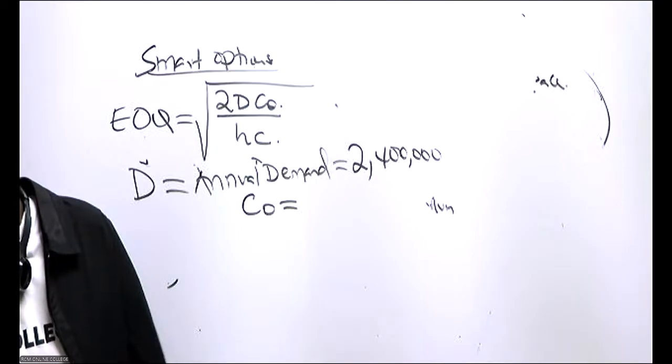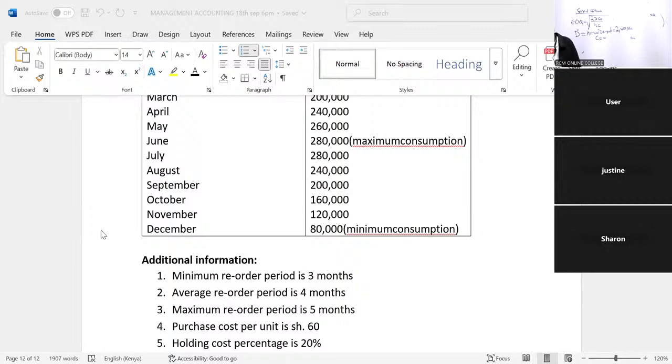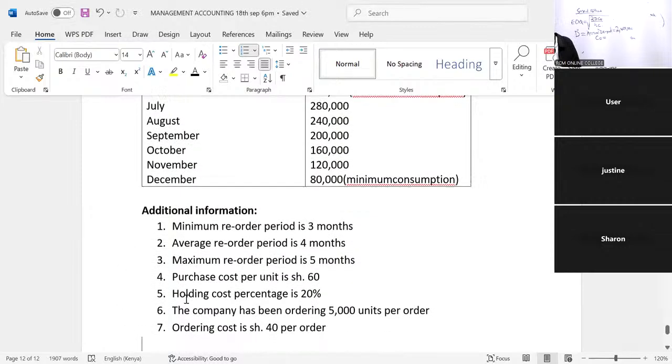Management accounting is for management accountants. The easiest paper, best paper in CPA. Yeah. Note number 7, ordering cost is 40.